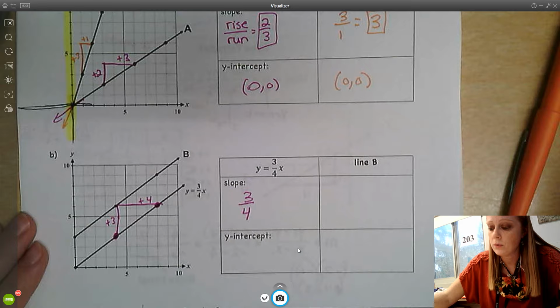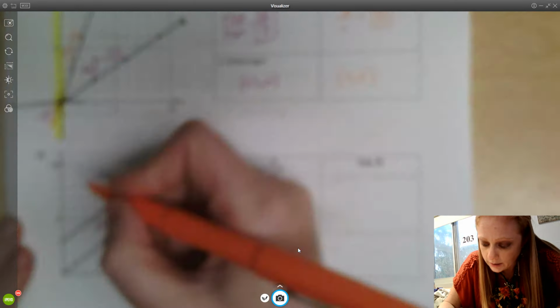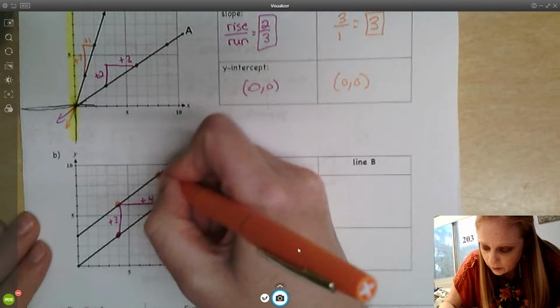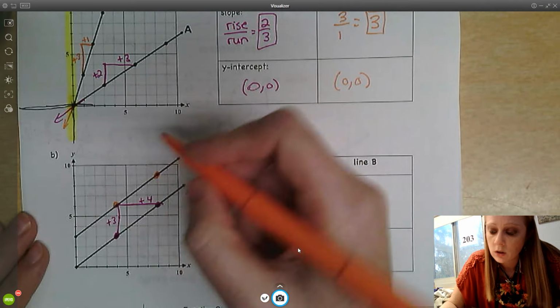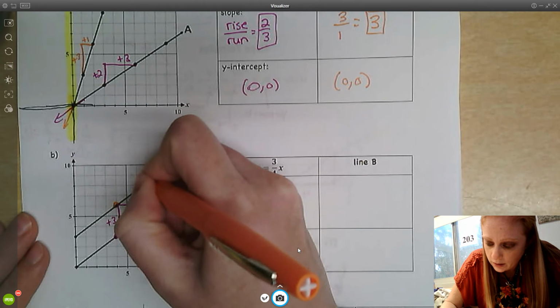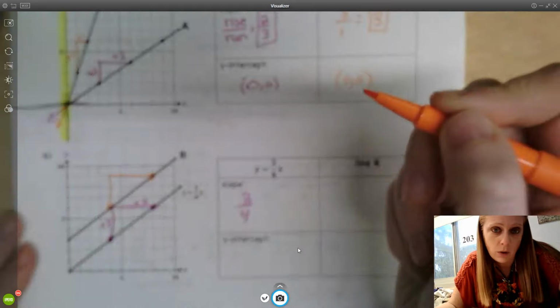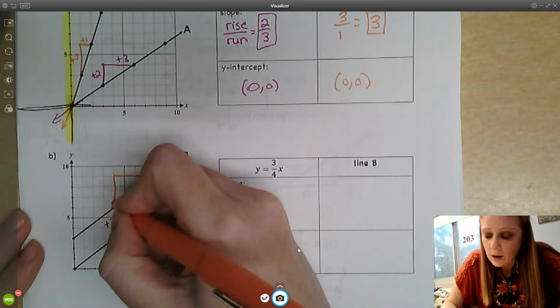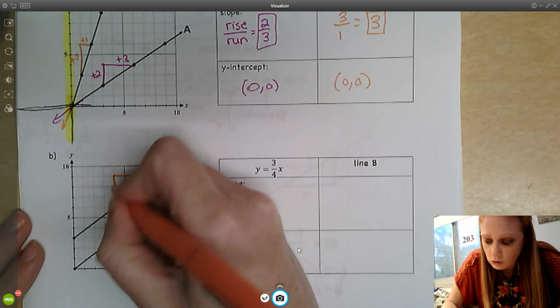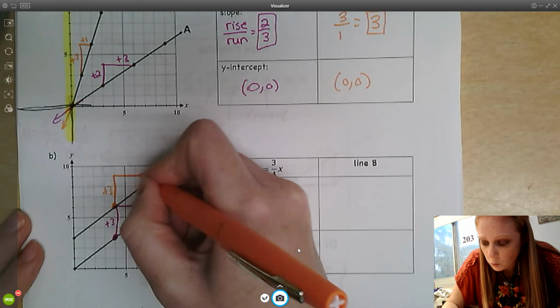Let's find the slope from line B. I see a point here and a point here. If you want to do this one, that's fine too. All right, make my triangle. Okay, I kind of went a little backwards there. Doesn't matter. Just know that you're counting the rise and then the run. Rise 3, run 1, 2, 3, 4.